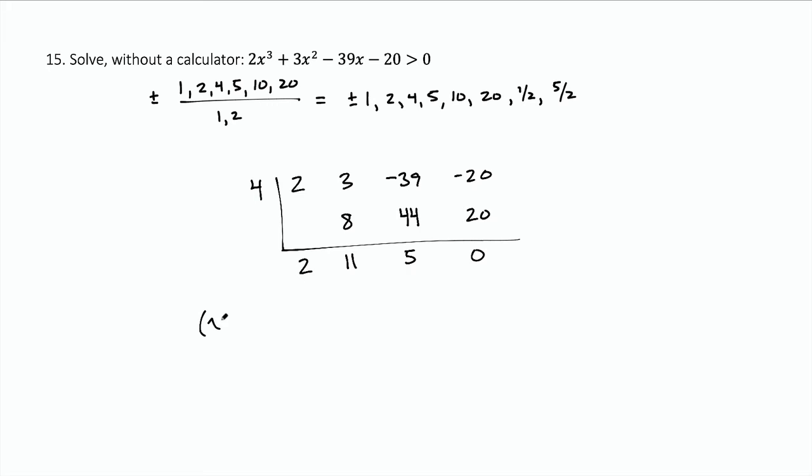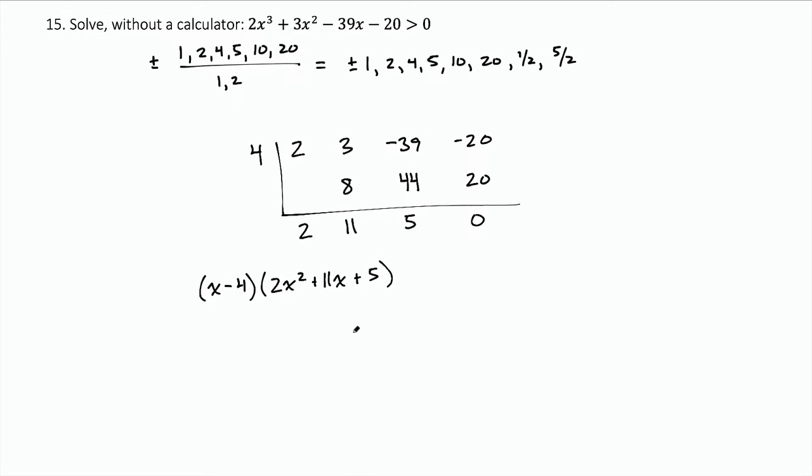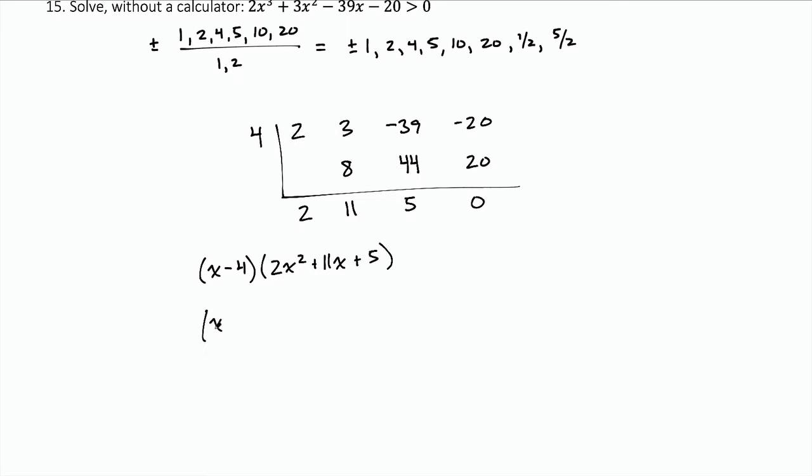This tells us, of course, our factored form is x minus 4, and then 2x squared plus 11x plus 5. And then we'd like to factor that. Okay, and so we're going to have a 2x and an x, and then a 1 and a 5. So this gives us then our zeros. Our zeros are x equals 4, negative 1/2, and negative 5.